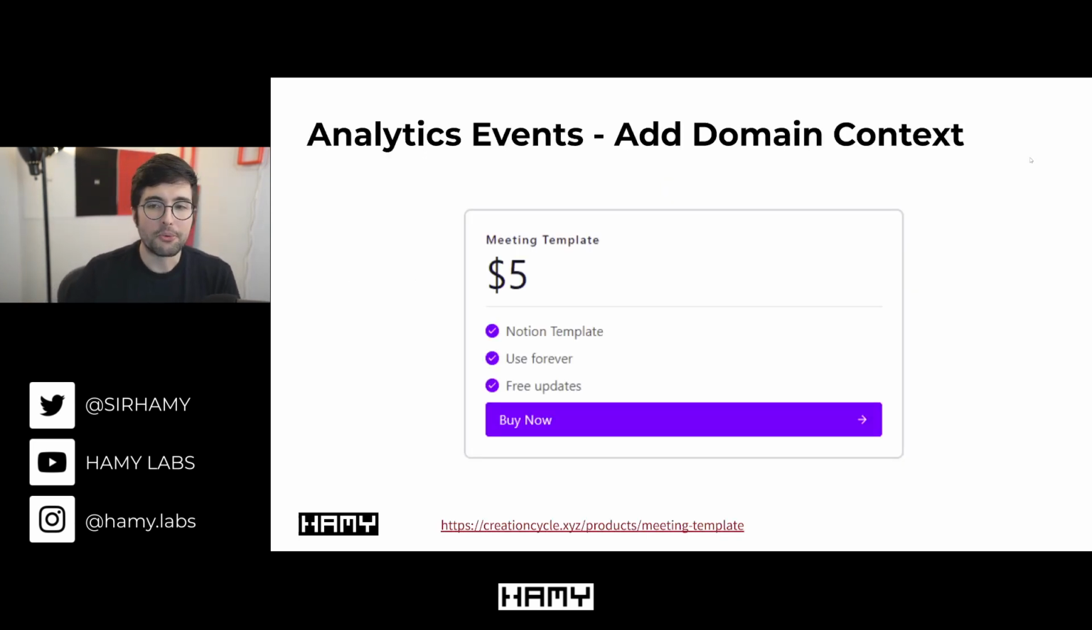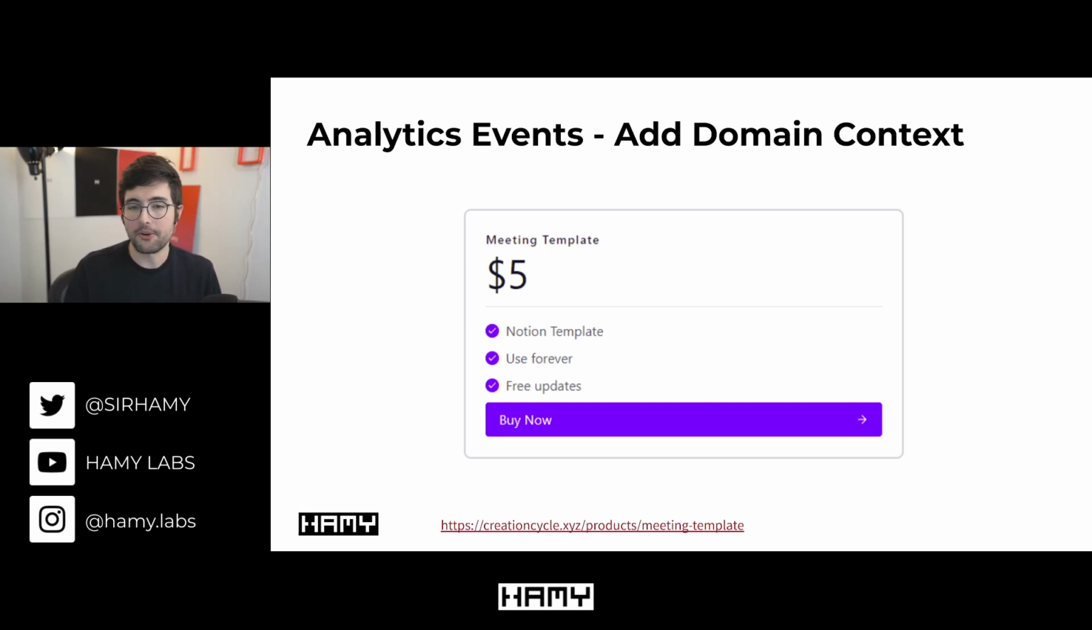Now, the problem is if you want to add extra domain context, like for my new site, creationcycle.xyz, where I'm selling templates I found effective throughout product cycles. One thing that I want to know is not just who's coming to my website, but what parts of the traffic are actually buying this stuff. Because if I know that one section of traffic is more valuable to me because it's actually leading to sales, then I can target that one better.